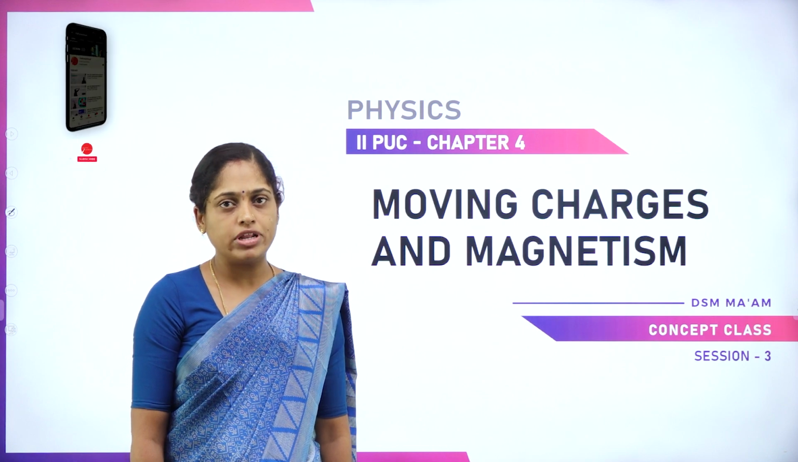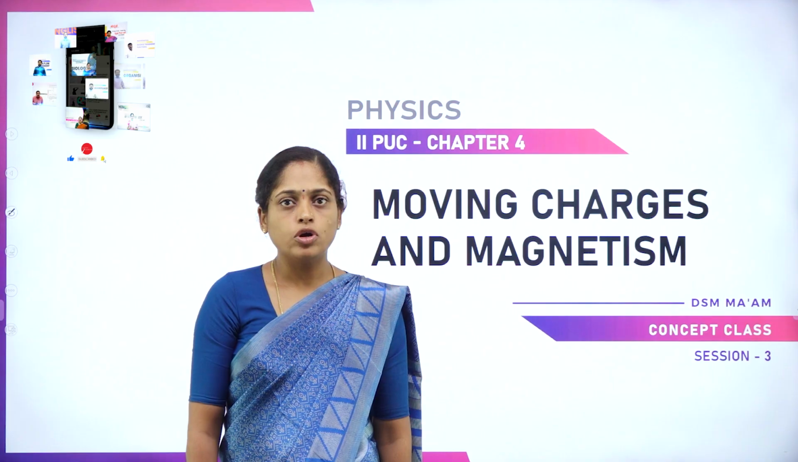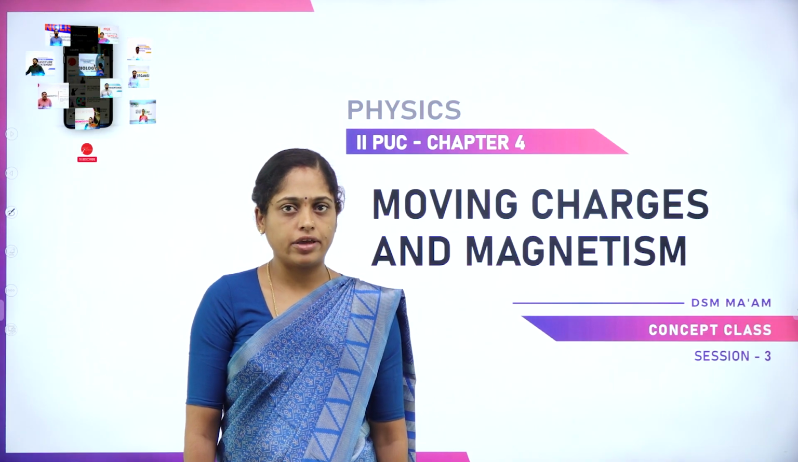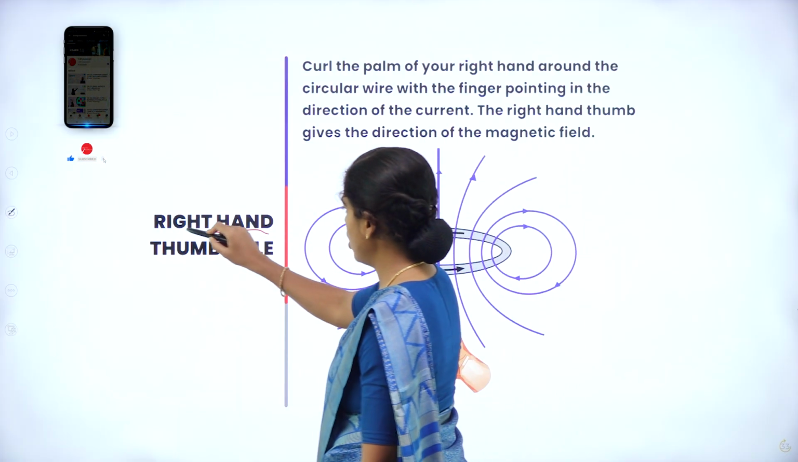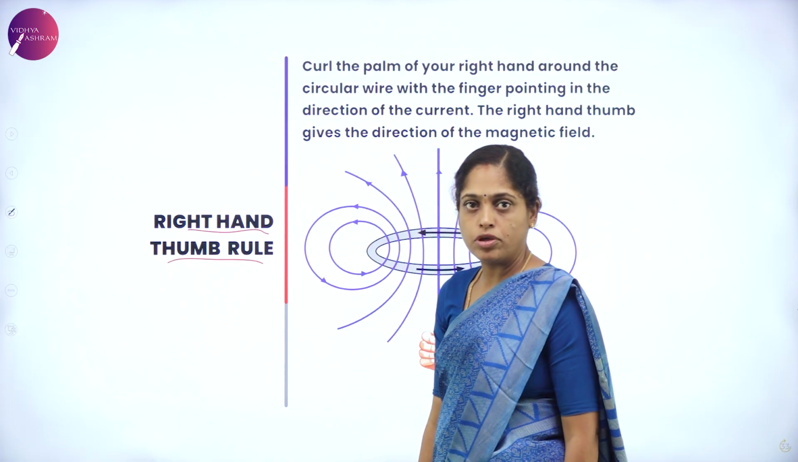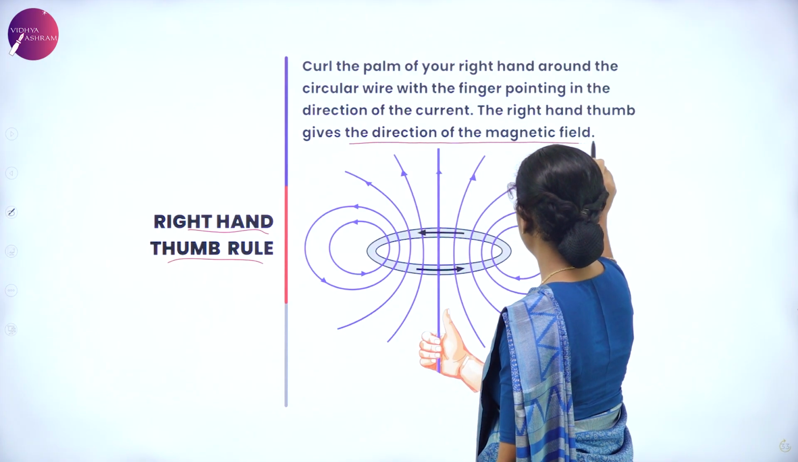In this session, we will learn Ampere's circuital law and the right hand thumb rule to find out the direction of the magnetic field. So first, let us know what is the right hand thumb rule. For what reason do we use this right hand thumb rule? The right hand thumb rule gives the direction of the magnetic field.